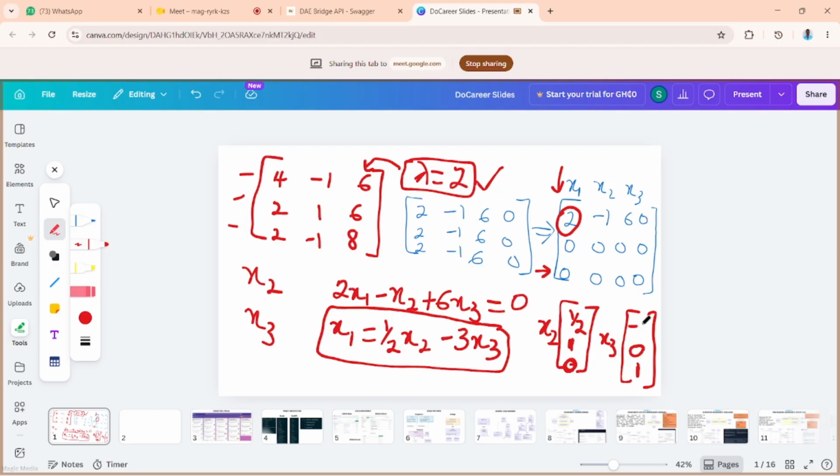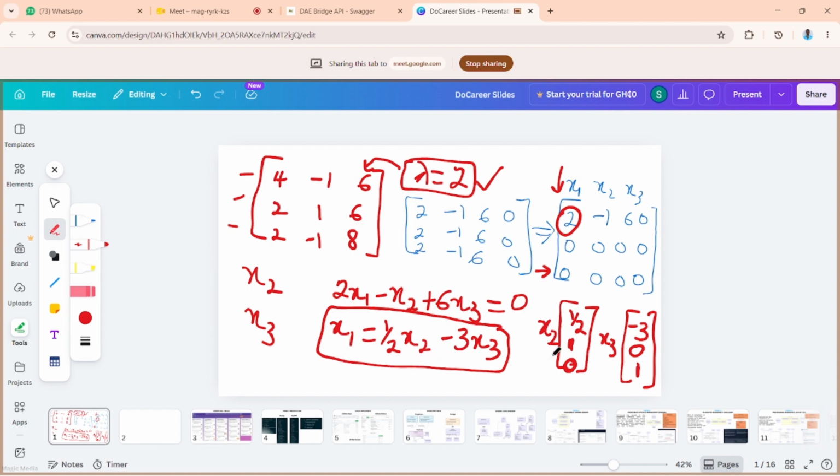Negative 3. Yes. So the bases are these vectors: 1/2, 1, 0 or negative 3, 0, 1. You can even do multiples of them. I mean, it's a vector, so you can have multiples. That one is a side note.